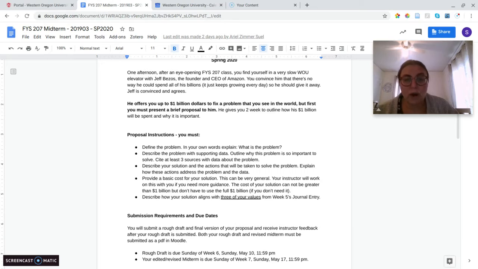And lastly, describe how your solution aligns with 3 of your values taken from week 5's journal entry. So next week, you will be identifying 3 core values you have around money, and that will be part of your midterm. You're going to describe how your solution aligns with 3 of your values around money.